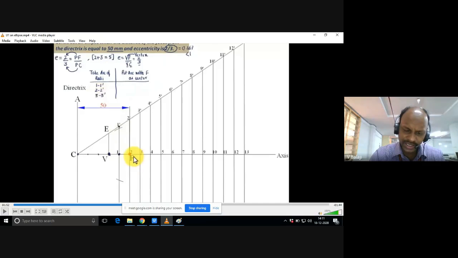1 is on the axis, right? 1 dash is on the inclined line, the CE extension line. So take that radius first, that is the first radius I have mentioned here. This is the first radius, second radius, third radius.